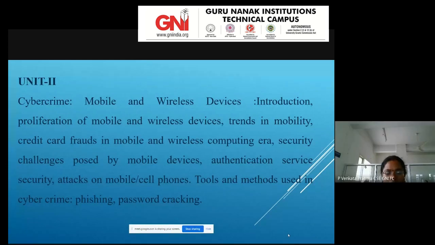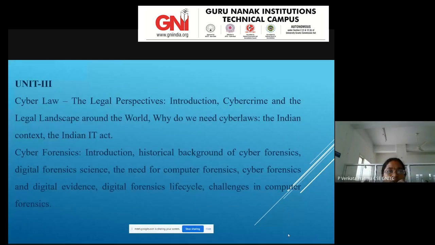This is a complete second unit, whereas next comes the third unit. In this third unit, we will have a small introduction to what is meant by cyber law, what legal perspectives we have in cyber law, how it is applicable to cyber crimes, why we need these cyber laws, and what the content of the cyber law is according to our Indian act. All these contents we will learn in the first part of unit 3.